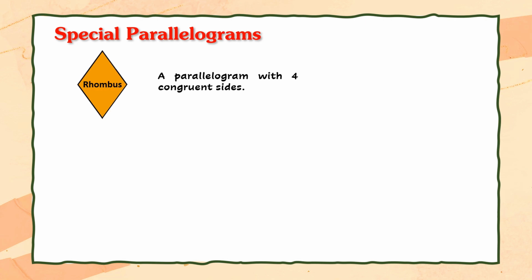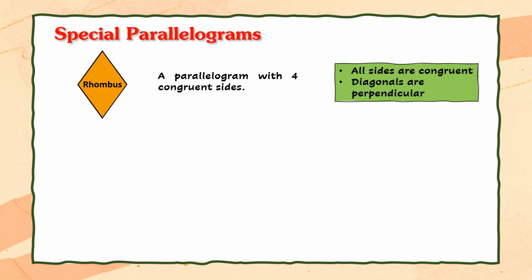In parallelogram, we have what we call special parallelograms. And one of them is the rhombus. So when we say rhombus, it is a parallelogram with four congruent sides, which means that all sides are congruent or all sides have the same measures. Another property of a rhombus is that diagonals are perpendicular. So when we say diagonals are perpendicular, the diagonals bisect each other and form right angles.